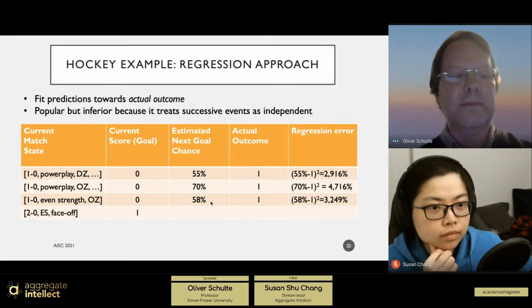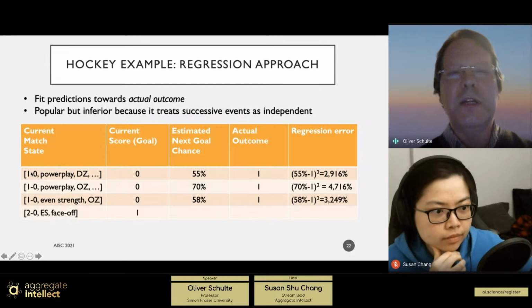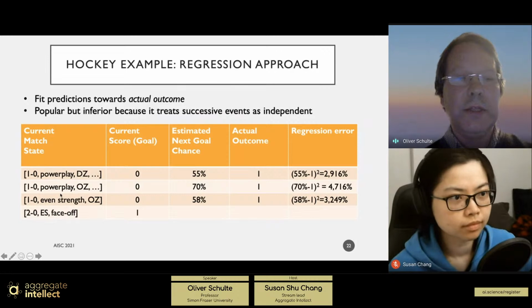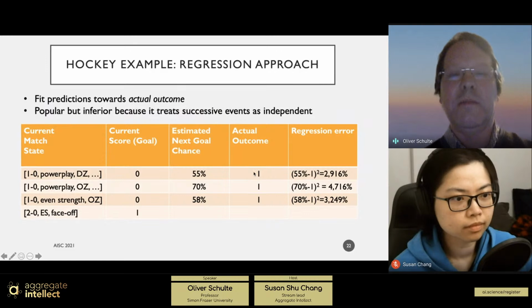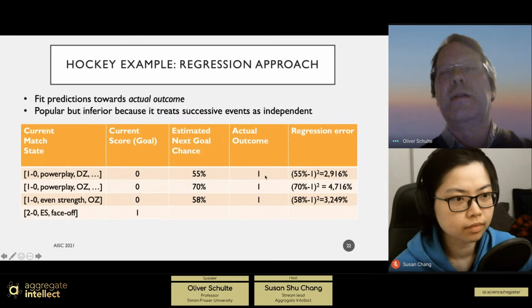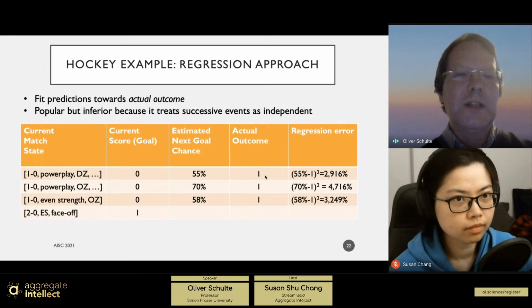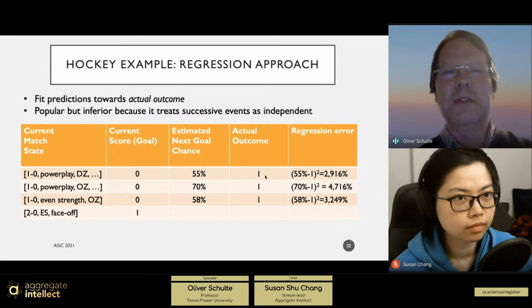And then once I set it up this way, I can view it as a classification or regression problem where I say, well, the match state is the input, and this is the actual output, the outcome. And I want to learn a model that is good at predicting the actual outcome. So this is popular in sports analytics because many people in sports analytics are very comfortable with regression and classification.